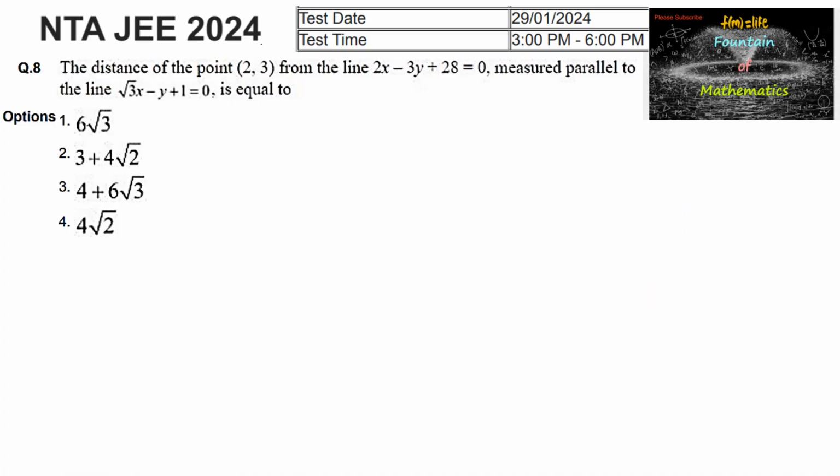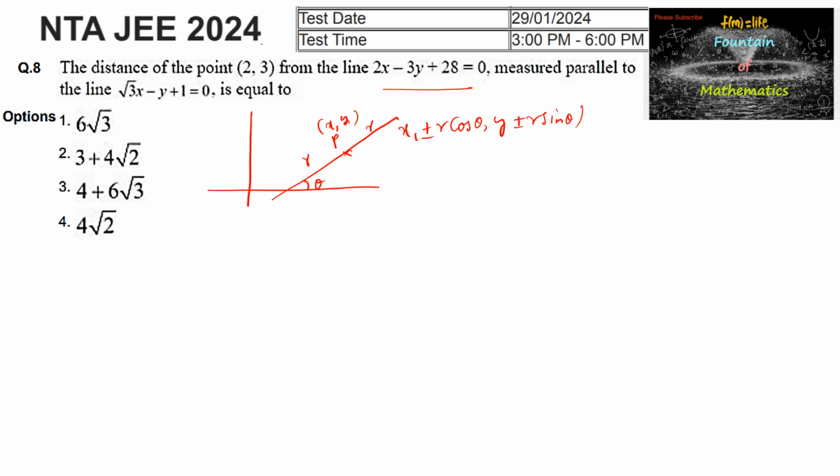The distance of the point 2 comma 3 from the line 2x minus 3y plus 28 is equal to 0 measured parallel to the line root 3x minus y plus 1 is equal to 0. So here we are using the concept: if a line is having an inclination theta, and from a point x1 comma y1 at a distance of r units, we can locate the 2 points on the line. Those points we can write as x1 plus or minus r cos theta, y1 plus or minus r sin theta.